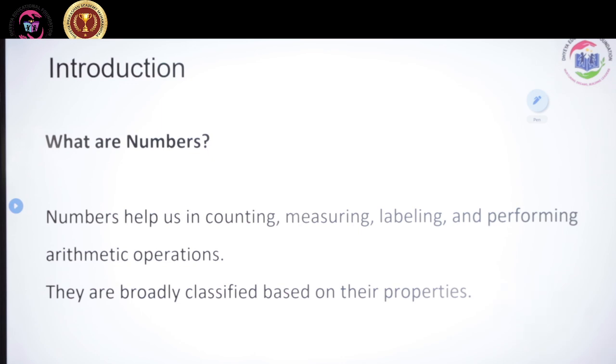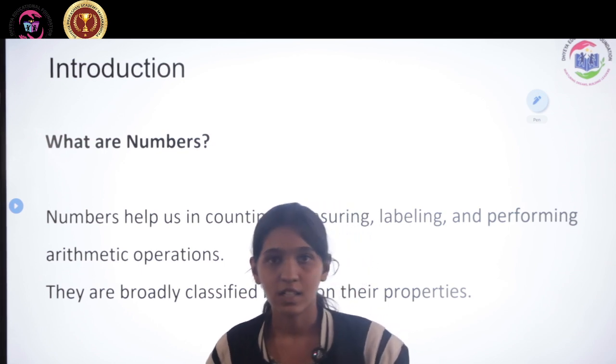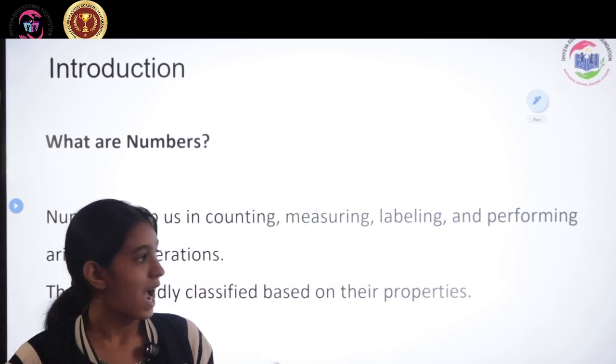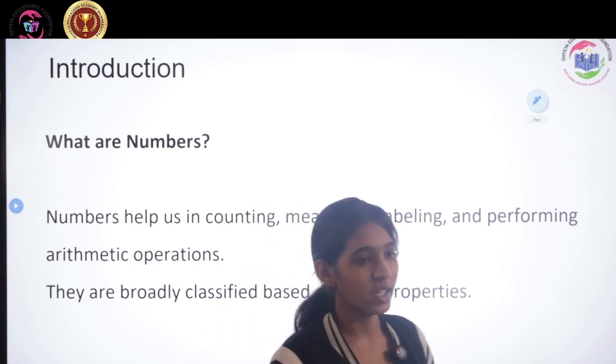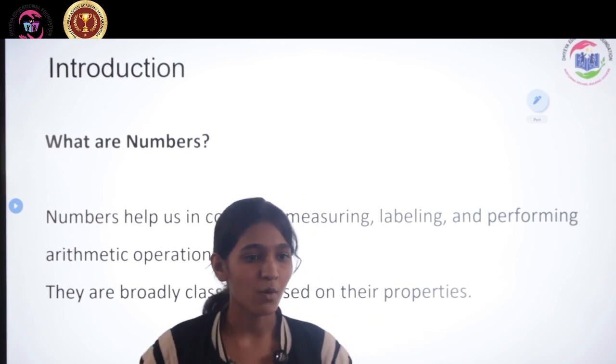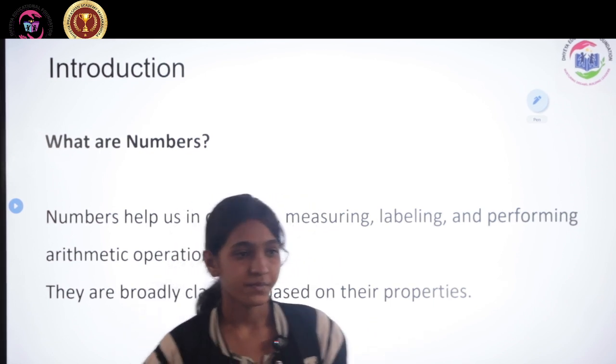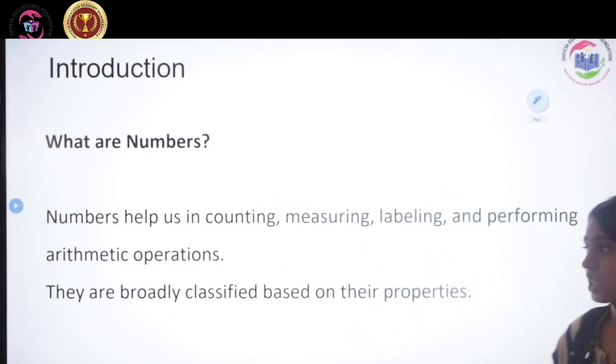What is a number? Numbers help us in counting, measuring, labeling, and performing arithmetic operations. What is an arithmetic operation? There are various arithmetic operations like addition, subtraction, multiplication, and division. For this, we require numbers. Also, if we want to count any items, then we require numbers. They are classified into various types of numbers based on their properties. This is the definition of a number.